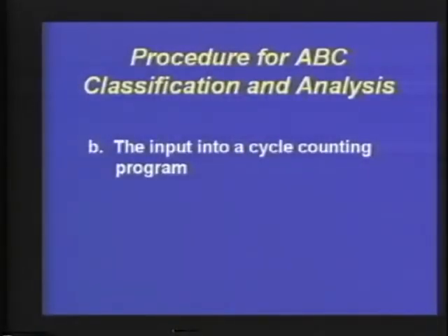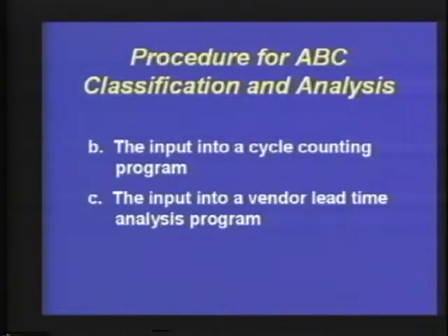Now, let's review the byproducts of the ABC analysis. A indicates the key major benefit: reduce inventory through vendor stocking programs. B is the input into cycle counting. C is the input into vendor lead time analysis.